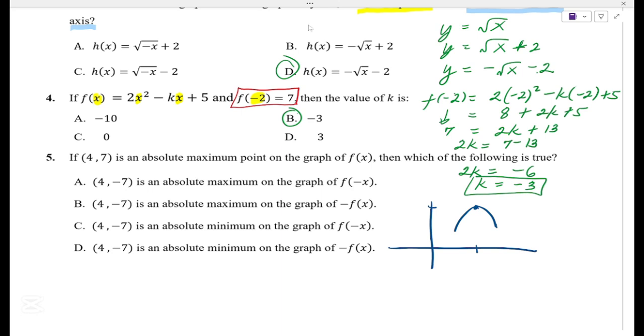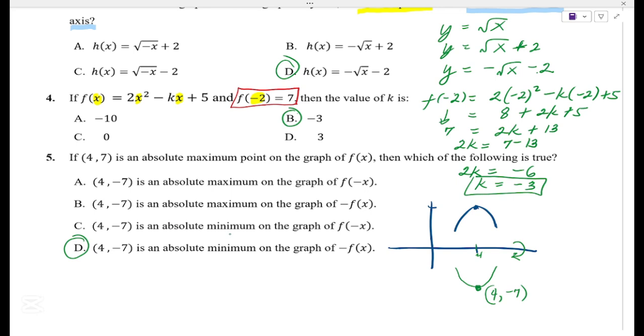So let us try to reflect this about the x-axis. If I will reflect this about the x-axis, I will have it like this. So meaning it will be positive 4, negative 7. So this point is positive 4, and the negative 7 is the absolute minimum. Let us try to check in the choices. For negative 7 is the absolute minimum on the graph of negative of f of x. And we know that when we have negative of f of x, it's a reflection about the x-axis. So the answer is choice letter D.